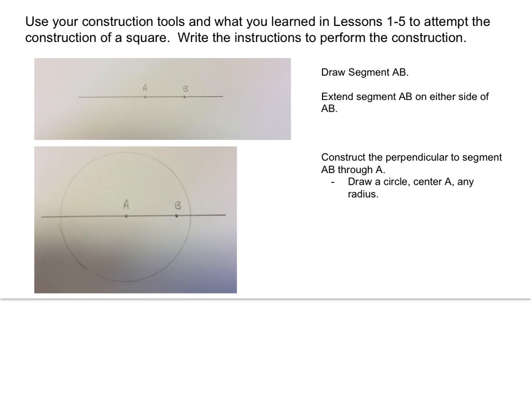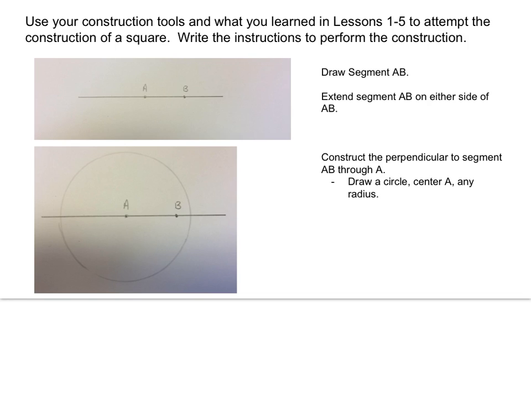So we have a segment AB, and the segment is just a little piece, just from here to here. So extend that segment AB on either side of AB. And then we're trying to construct a perpendicular segment to A. So we have to remember how to do that. We're trying to construct a perpendicular segment through A. It's going to be perpendicular to AB and through A.